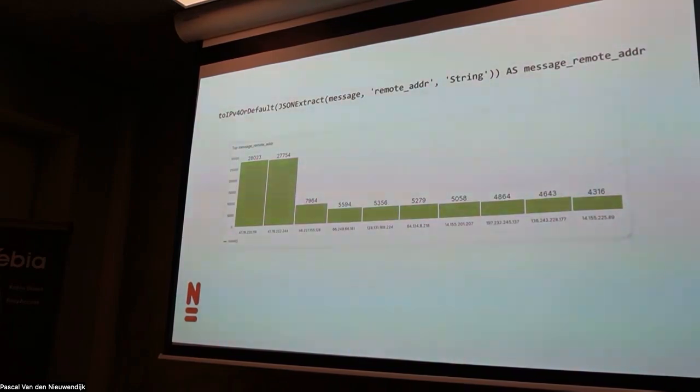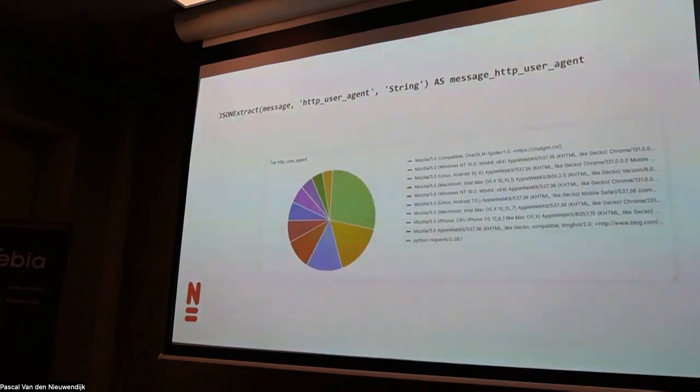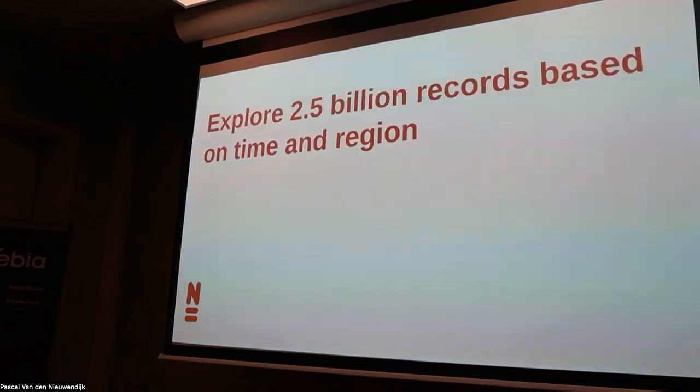In ClickHouse, you can also use all kinds of cool conversion functions. So you can use IP addresses, and then you can filter on them. And some more, user agents. So that works very nice.